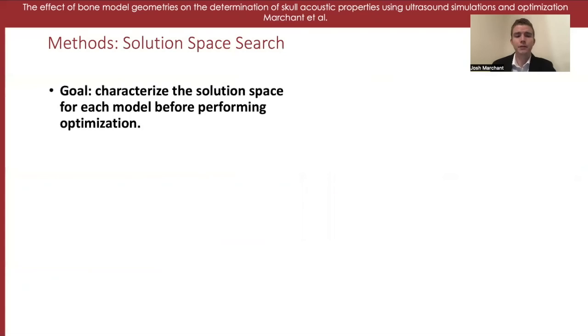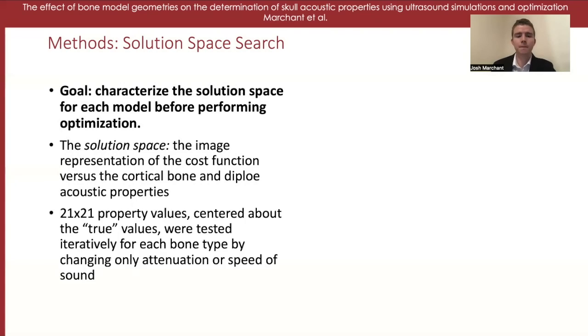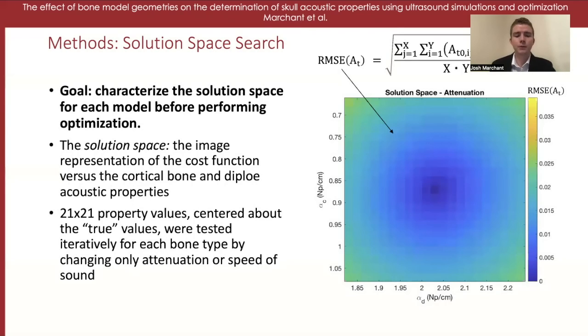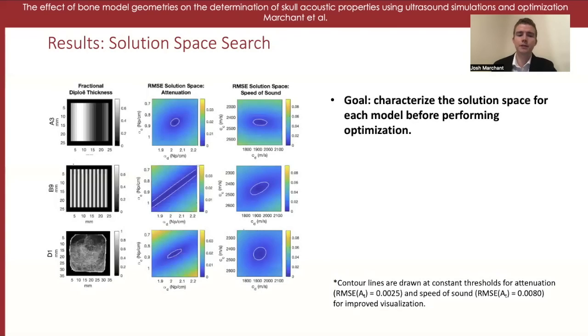We first aimed to characterize the solution space for each model before performing optimization. The solution space was defined as the image representation of the cost function versus the cortical bone and diploid acoustic properties. As shown, these were iteratively adjusted over a small range centered about the true property values for each bone type. Several selected examples of the solution space searches are shown.